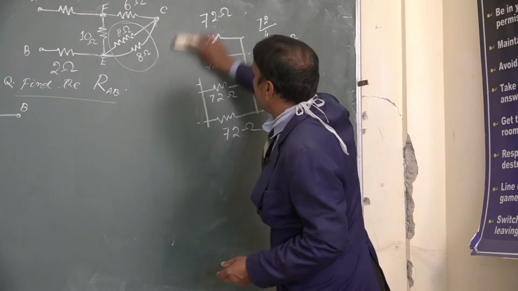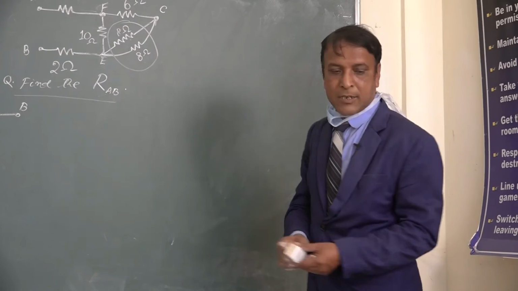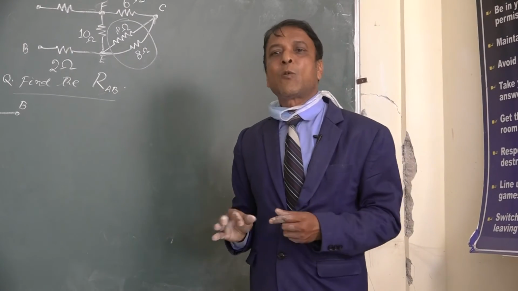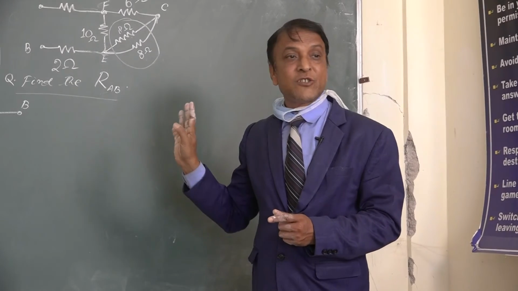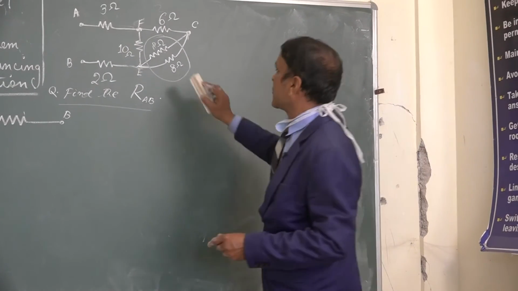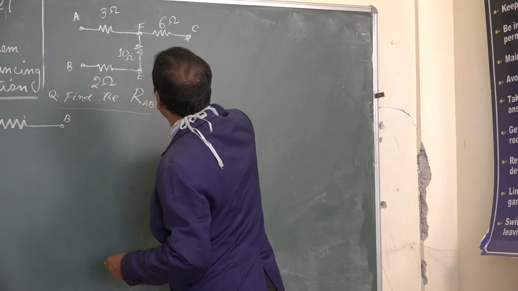So similarly here, these two 8 ohm, they are in parallel connection. So what will be the single resistor for these two? 4 ohm. It is 8 divided by 2. So that is equal to 4 ohm. So erase this one.